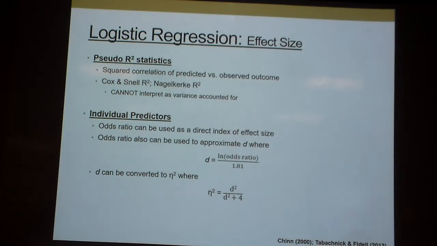We can also talk about converting our odds ratios into Ds. And this might be nice if you just want to have some sort of common metric that people know and understand, right? You want to say this is a small, medium, or large effect size. Taking the natural log of your odds ratio and dividing that by 1.18 will approximate a D, based on work from Tabachnick and Fidell. We can then take D and turn that into an eta squared: take the square of your D over D squared plus 4. You can go back and forth.